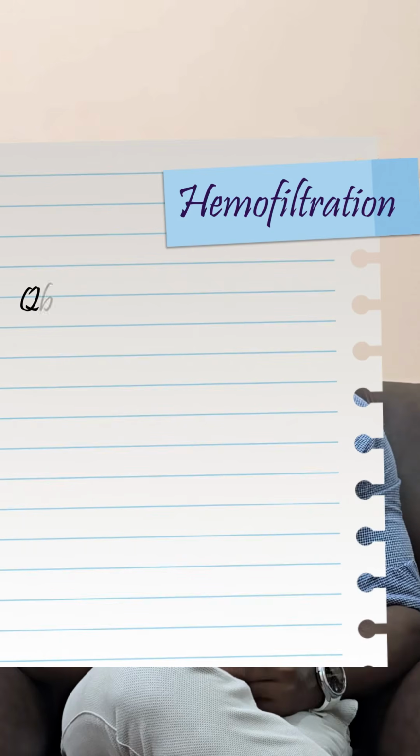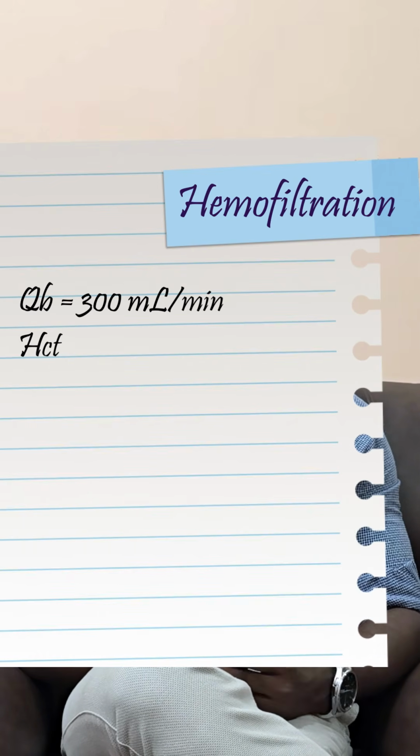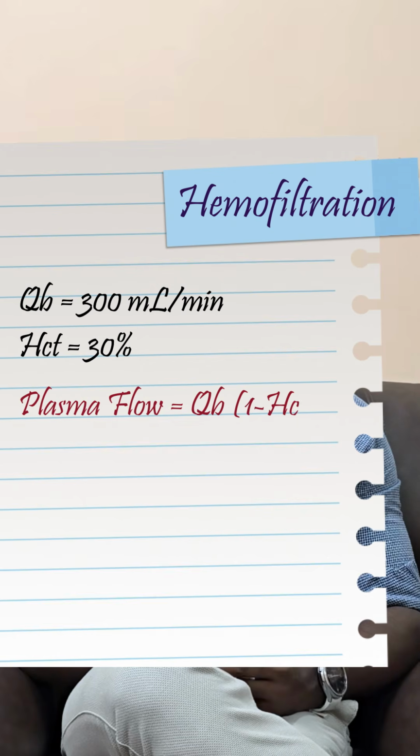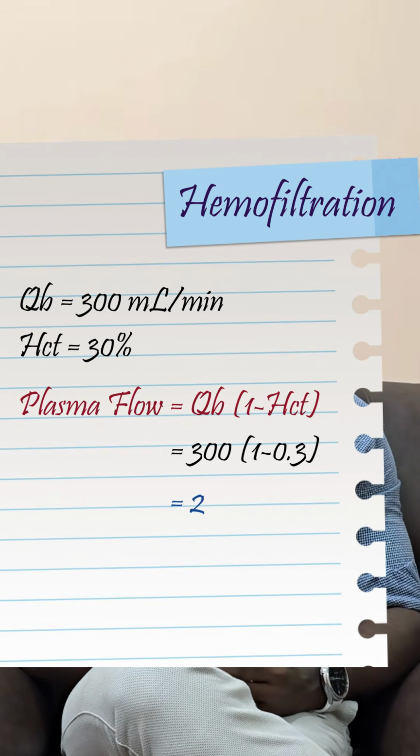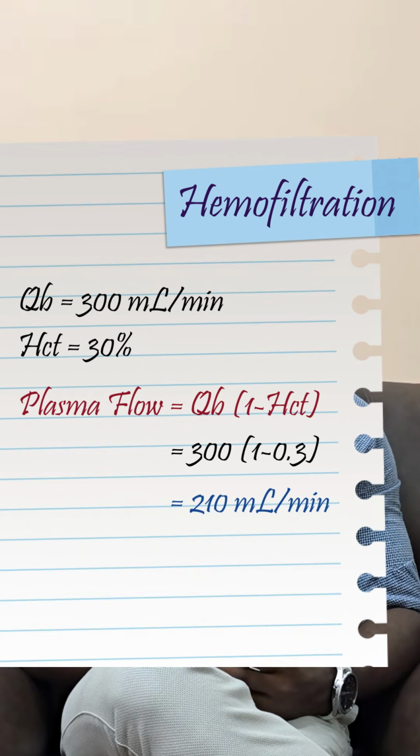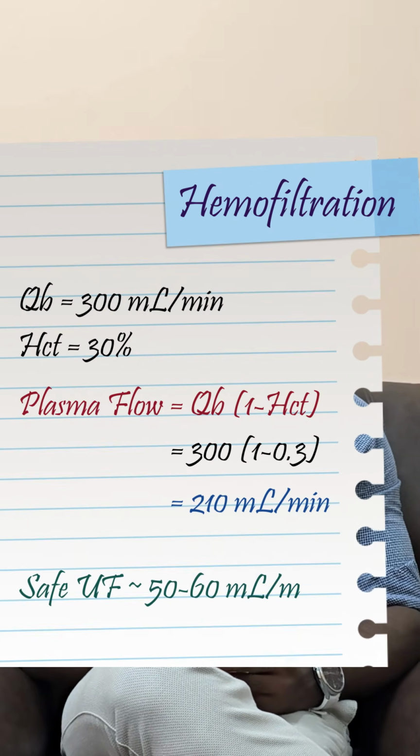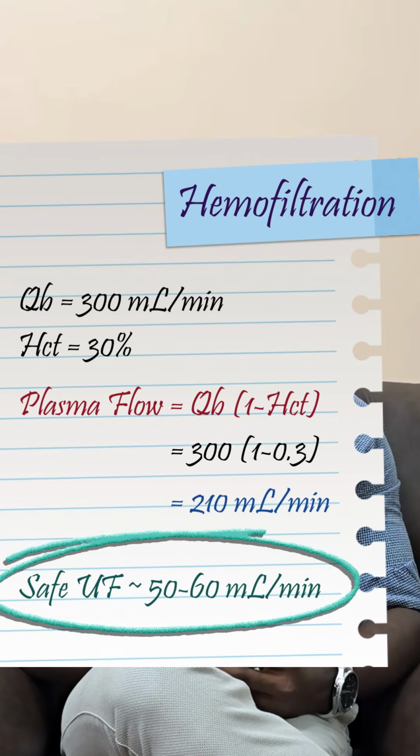Now let's see how filtration fraction influences hemofiltration clearance with an example. Let's say we are keeping the blood flow as 300 ml per minute and the patient's hematocrit is 30%. Now his plasma flow would be QB × (1 − hematocrit), which is 300 × (1 − 0.3), and that's 210 ml per minute. And we have seen the safe filtration fraction limit is below 25 to 30%. And if we put it here, safe filtration is only 50 to 60 ml per minute. And that's the clearance in hemofiltration.